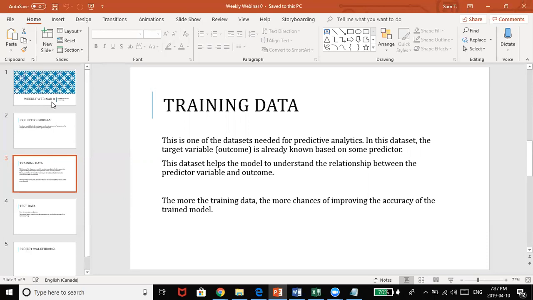One thing to keep in mind is the more training data you have, the more chances of you improving the trained model. This doesn't always apply, but it's a general statement, in the sense that once you have more variables, it will help you understand how each variable relates to a specific outcome.